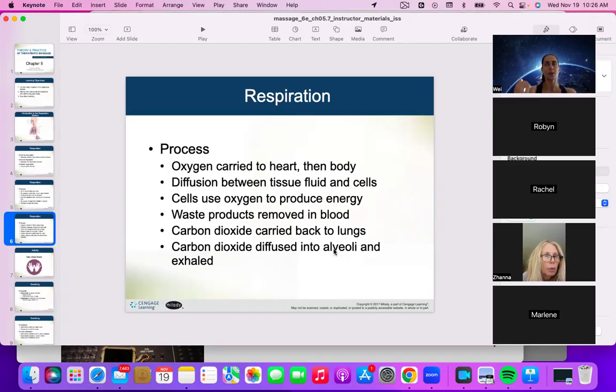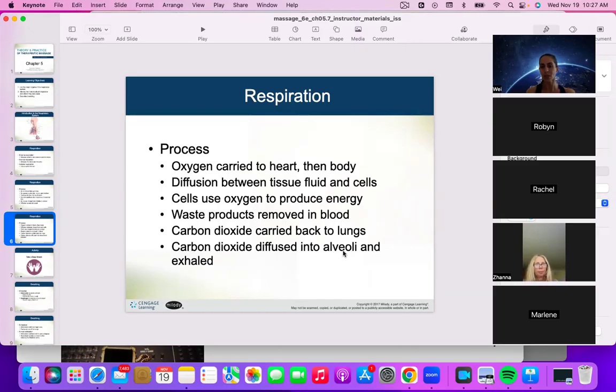diffusion is where you have two spaces with different concentrations, high and low, that blend together, and the one with higher concentration will move to the lower concentration. This is the idea of diffusion. And we're talking here about oxygen and carbon dioxide, the levels of oxygen and carbon dioxide and how they diffuse in the alveoli.